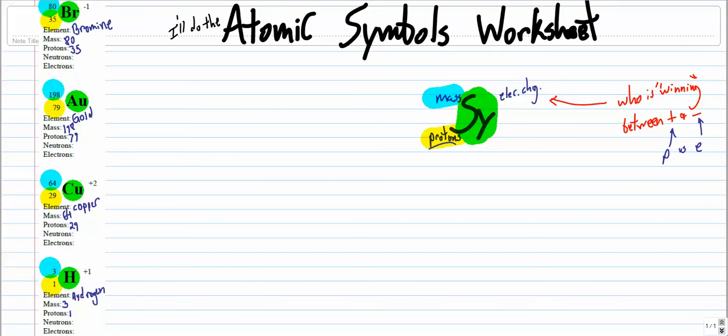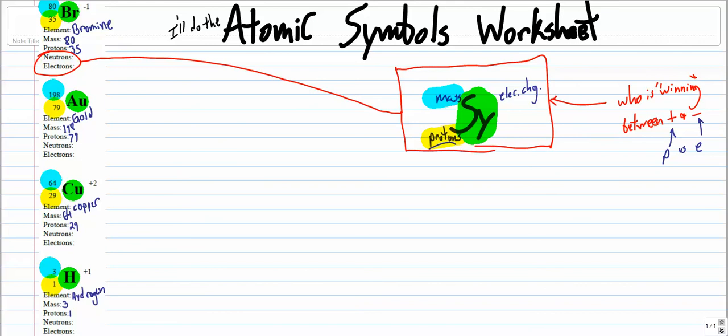So the last two things here on my worksheet, neutrons and electrons, these are not specifically spelled out in the symbol, but we can figure them out. The neutrons you'd probably do first, and the neutrons is just the mass minus the protons. So if we start with an easy one down here, hydrogen, our mass is 3 and our protons is 1. That means this atom of hydrogen has 2 neutrons.